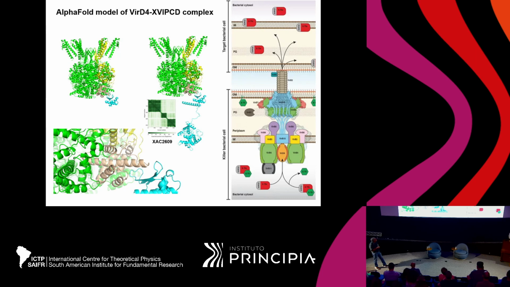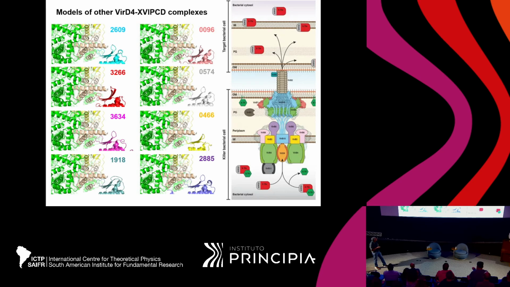So we can incorporate this interaction into the model of the VIR-D4 hexamer, and we can see this interface occurring at the base of this hexamer. We can also make homology models of the XVIPCD domains from all the other toxins that are coded by the type 4 secretion system of the Xanthomonas citri genome.